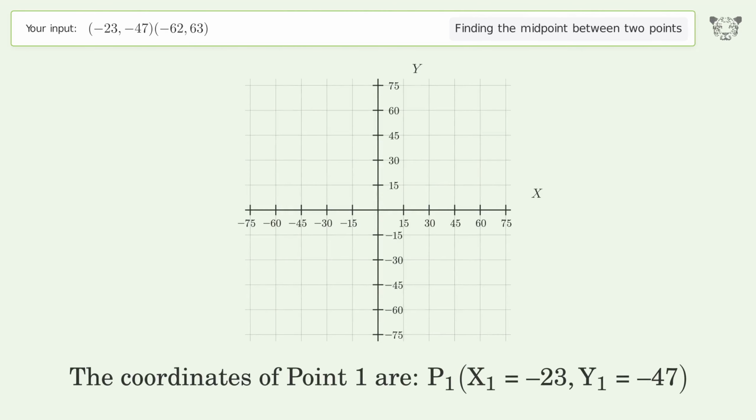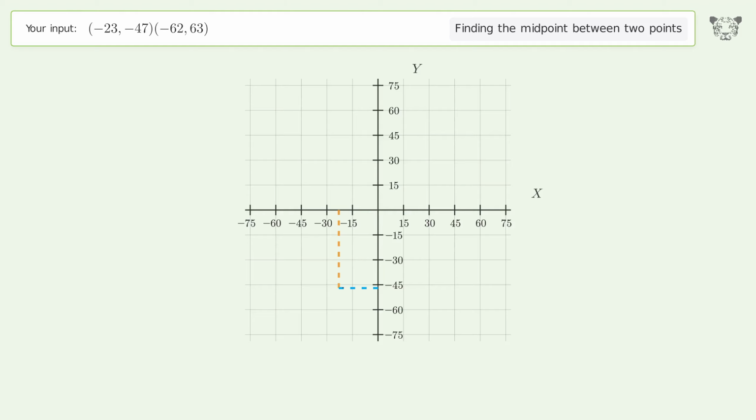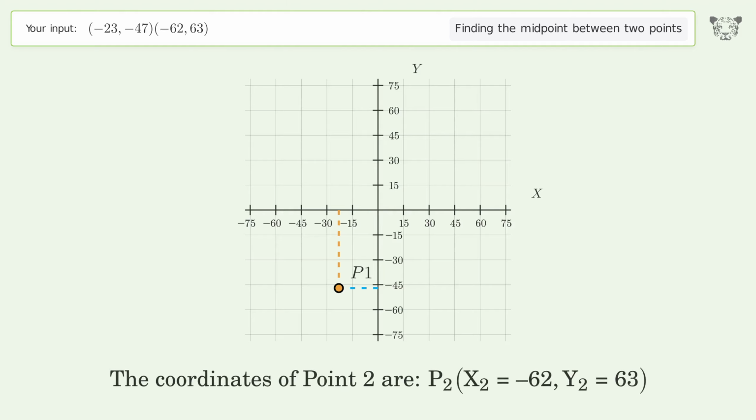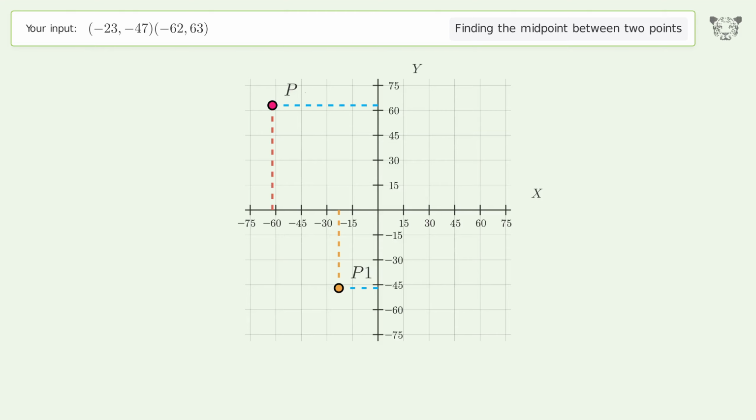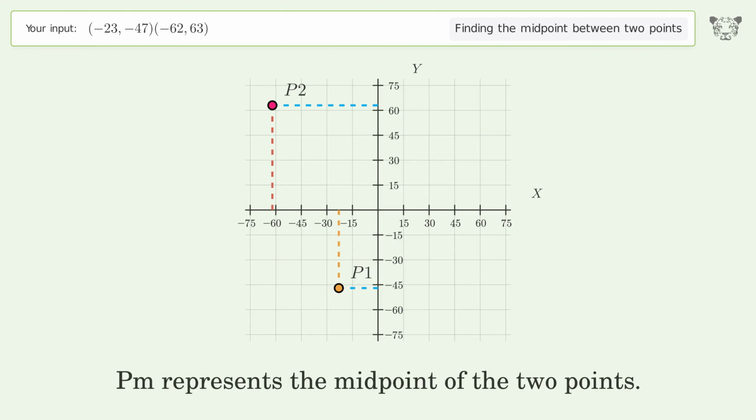The coordinates of point 1 are x1 equals negative 23, y1 equals negative 47. The coordinates of point 2 are x2 equals negative 62, y2 equals 63. PM represents the midpoint of the 2 points.